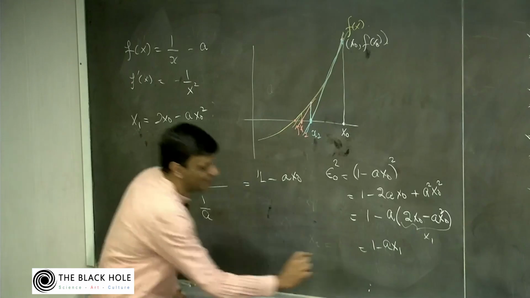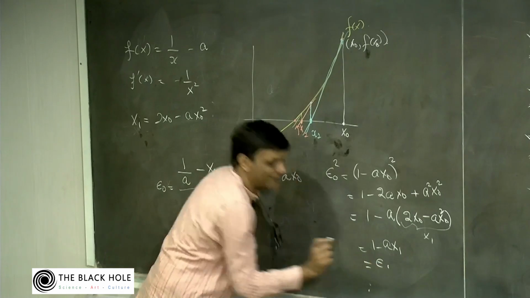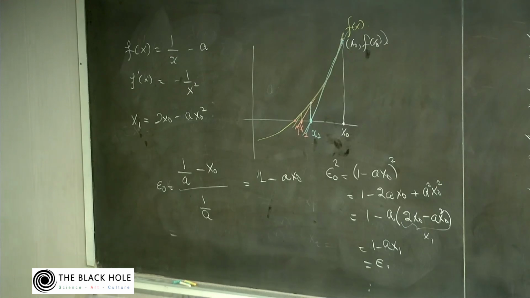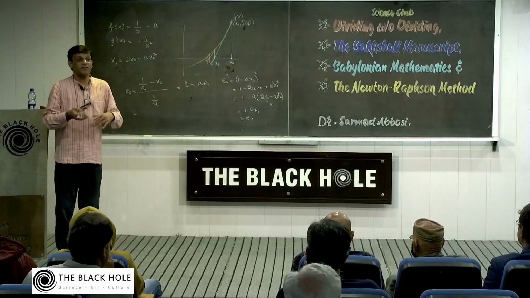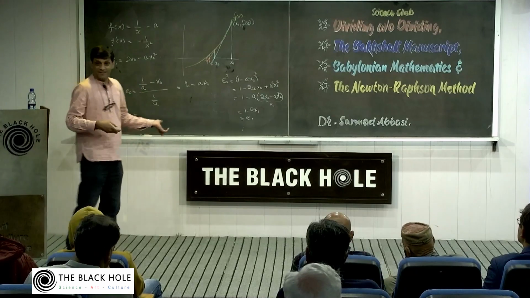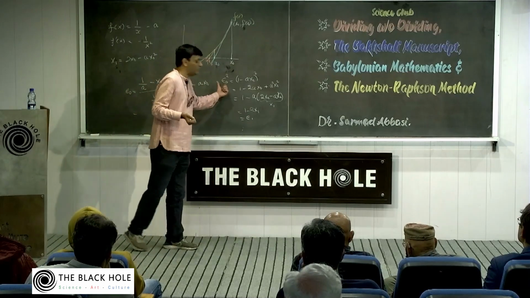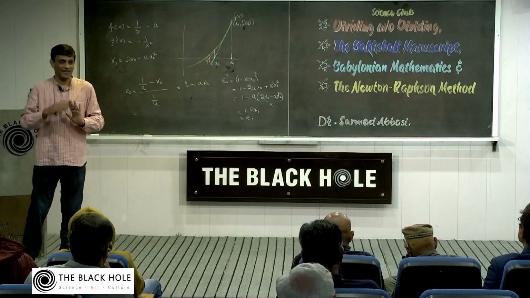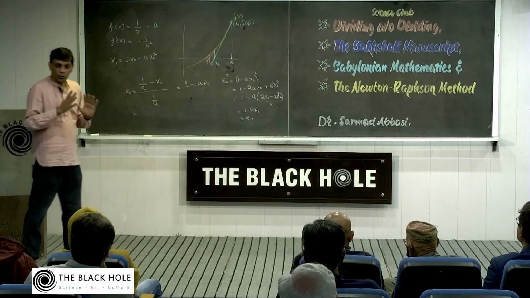Okay? So this is the second error. The second error is going to be the square of the first error. Or in this case, the first error is going to be the square of the 0th error. So as long as your original relative error was less than 1, you're fine. Okay? This thing is going to converge quadratically.